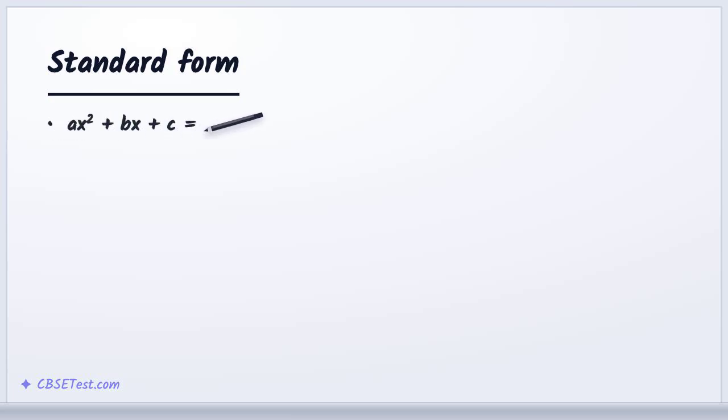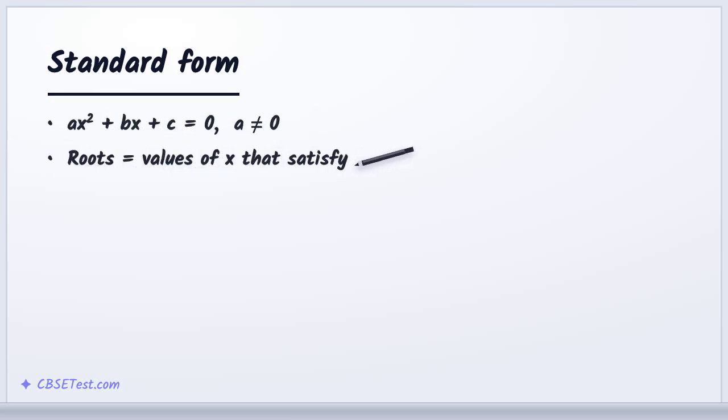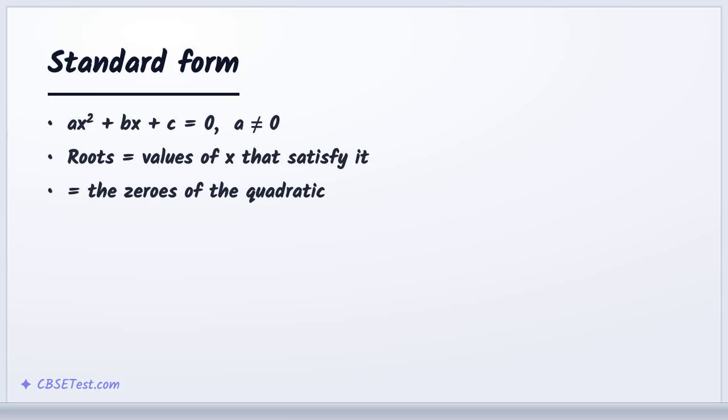A quadratic equation has the form ax² + bx + c = 0, with a not 0. Its roots are the values of x that make it true, the same as the zeros of the quadratic graph.